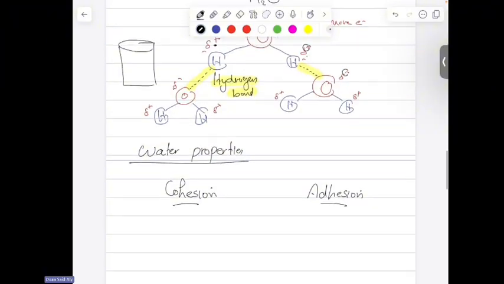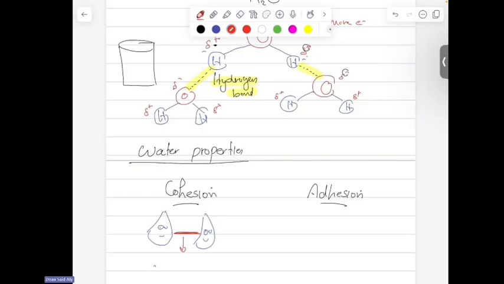What's the main difference between them? Cohesion, again: water molecules, they are friends. There is something like a glue between them. This glue is called cohesion.